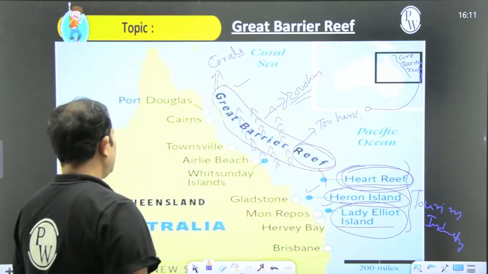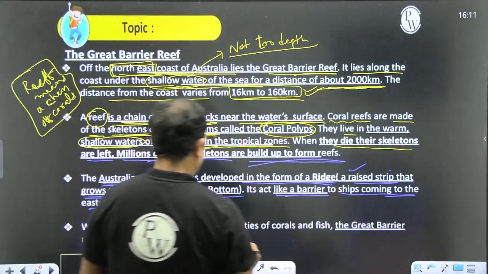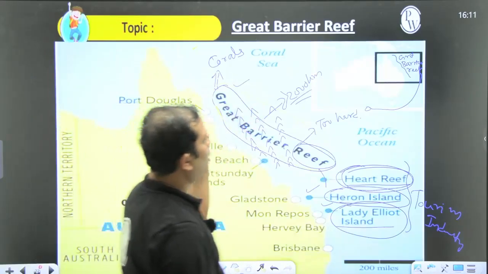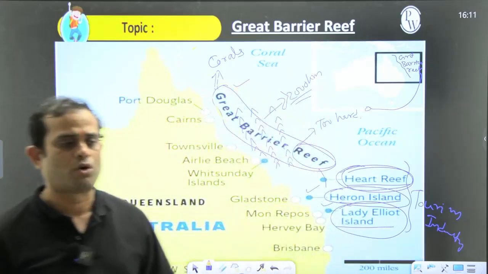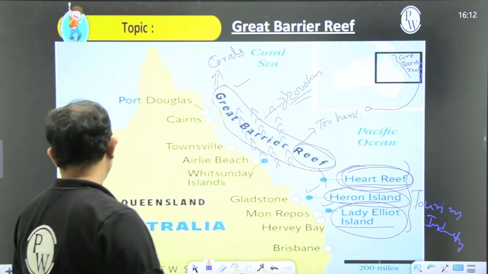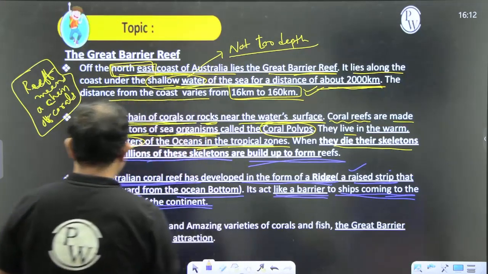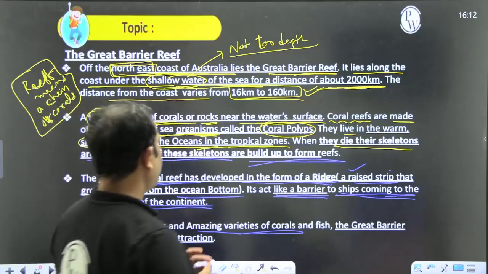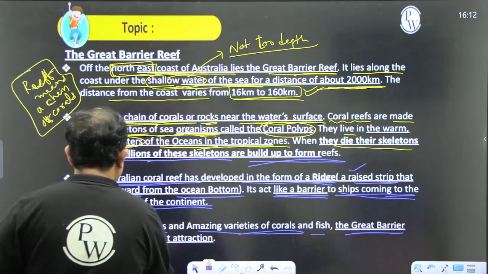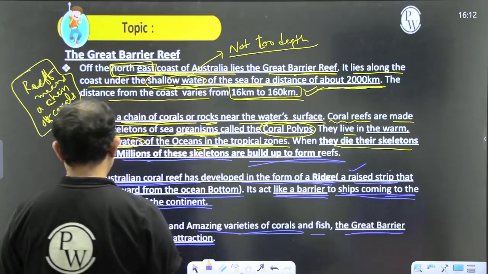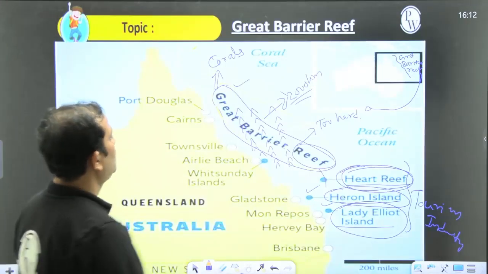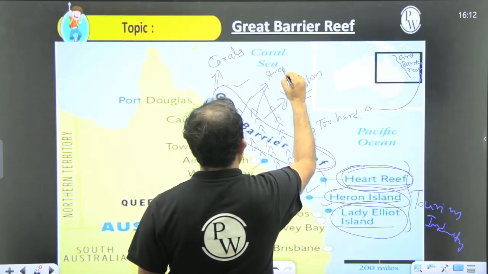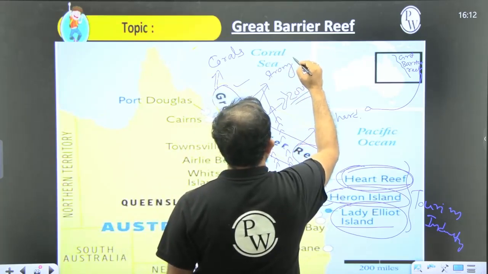That is why I said it is like a barrier to the ships coming to the eastern coast of the continent. These reefs are so strong, so rigid. With its clear waters and amazing variety of corals and fish, the Great Barrier Reef is a major tourist attraction. These are all strong reefs.